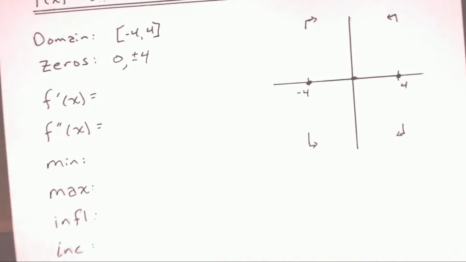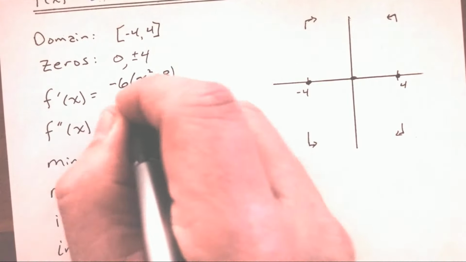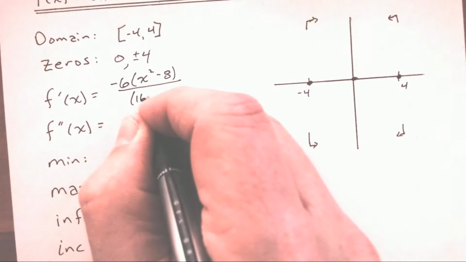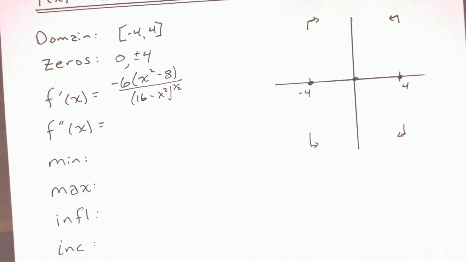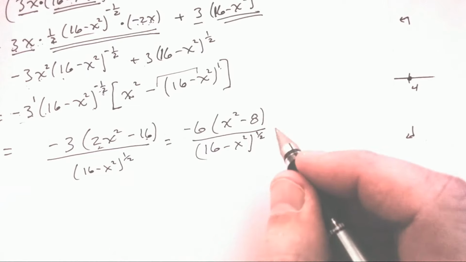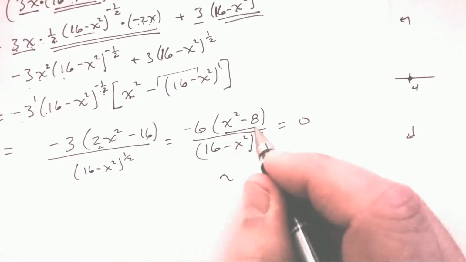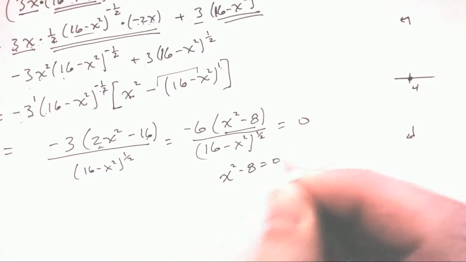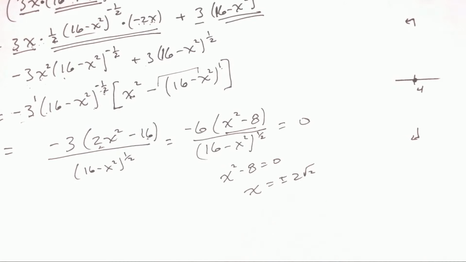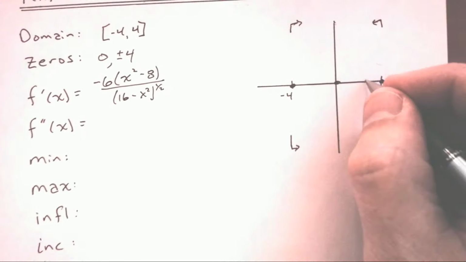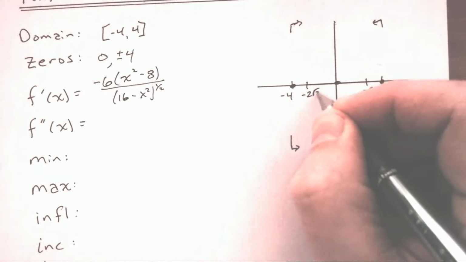So our first derivative, as we just found out, could be written as negative 6 times x squared minus 8 on either the square root or 16 minus x squared to the 1/2 power. What do we normally do with that? We normally set that equal to 0. So if I set that equal to 0, the only way this fraction is going to be 0 is if x squared minus 8 is 0, and we can quickly get to plus or minus 2 root 2. Therefore, the slope is 0 at 2 root 2 and negative 2 root 2.